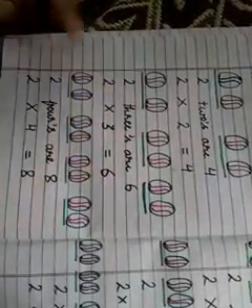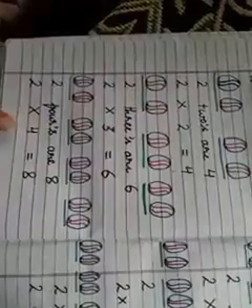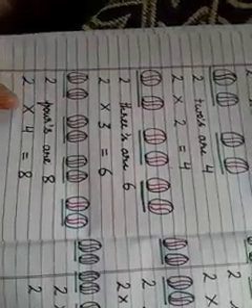Now how many groups are here? 4. So how many balls should be here? 1, 2, 3, 4, 5, 6, 7, 8. So 2 fours are 8. So 2 multiply sign 4 is equal to 8. That sign is known as the multiply sign, otherwise you can say cross. 2 cross 4 is equal to 8.